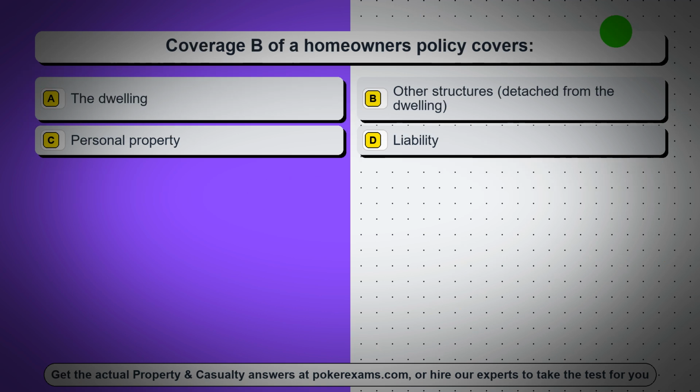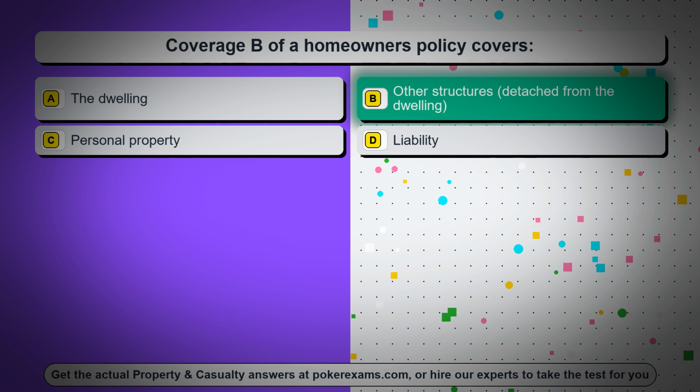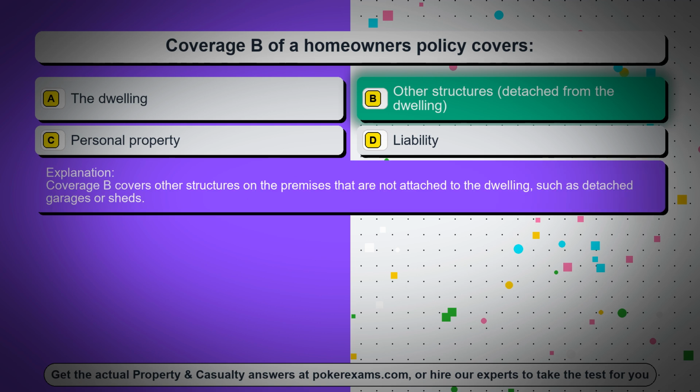Question 56. Coverage B of a homeowner's policy covers, option A, the dwelling, option B, other structures, detached from the dwelling, option C, personal property, option D, liability. The correct answer is option B, other structures, detached from the dwelling.